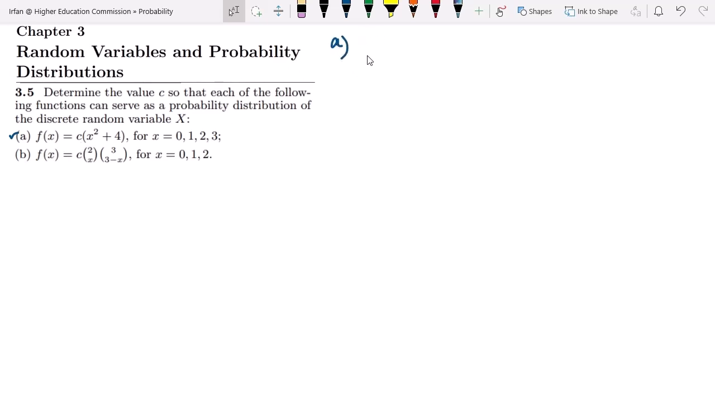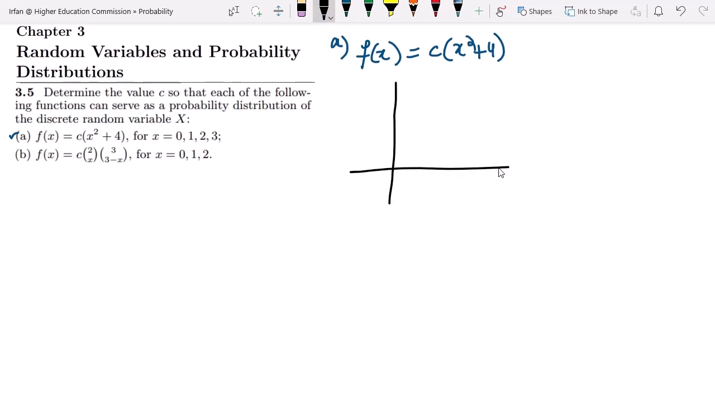And here the value of f(x) is c x square plus 4, for all the values which are given here. Okay, so what is basically this? So here let me connect this one with the previously illustrated concepts.